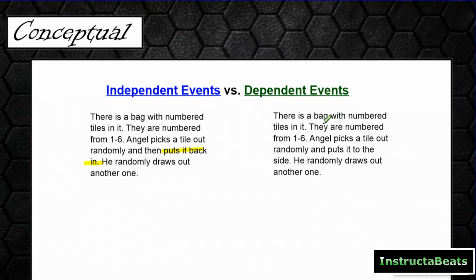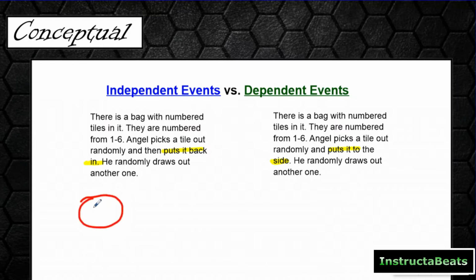This one says there's a bag with numbered tiles in it. They're numbered from 1 to 6. Angel picks a tile out and then puts it to the side. He then draws out another one. So for our independent event, he's taking a tile out, but then he's putting it back in. So when he draws it out again, there's still 6, right?